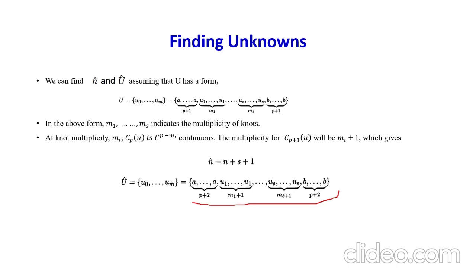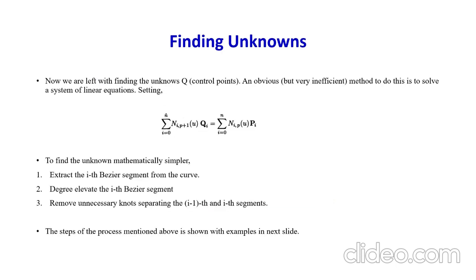Since we found the n cap and U cap unknowns, now we are left with finding the control points, which is Q. So one inefficient method to find the unknown Q is equating the pth degree curve and the p plus 1 degree curve, which gives us the unknown Qi, the control points. But this is a very inefficient method.